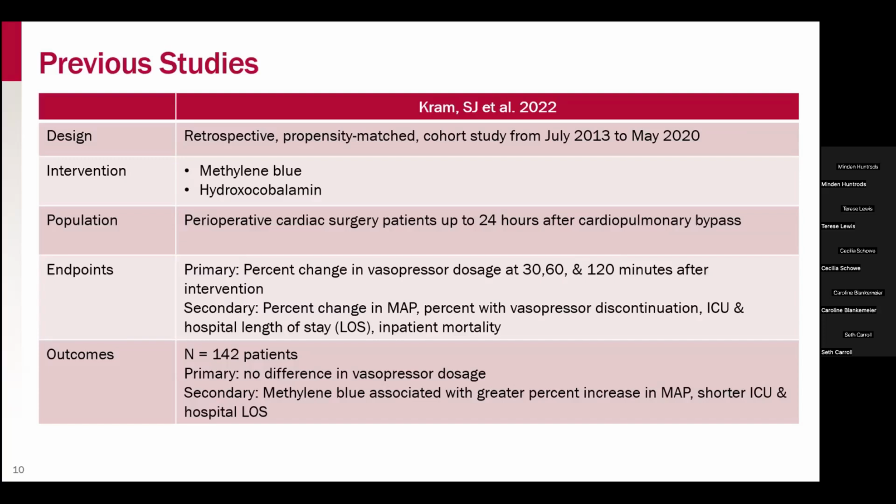There were a lot more patients included in this study, with 142, but there was no difference in the primary endpoint. But methylene blue was associated with a greater percent increase in MAP and a shorter ICU and hospital length of stay. So this one was pretty similar to the previous study, but had included more patients, and it actually showed more of a benefit towards methylene blue being more efficacious. But again, it was retrospective, which limits its applicability.